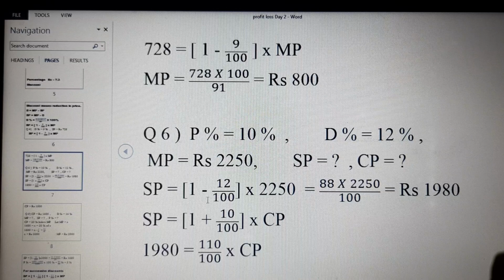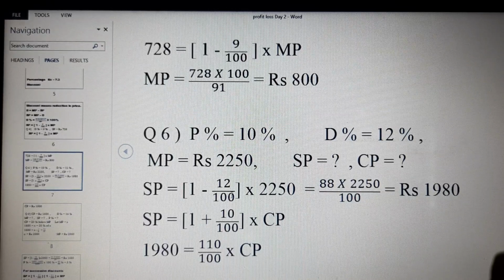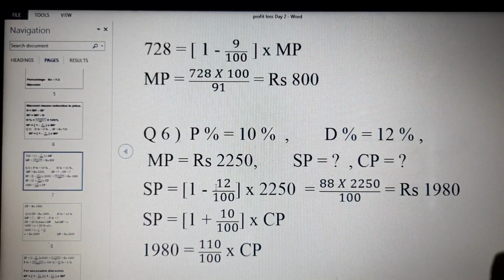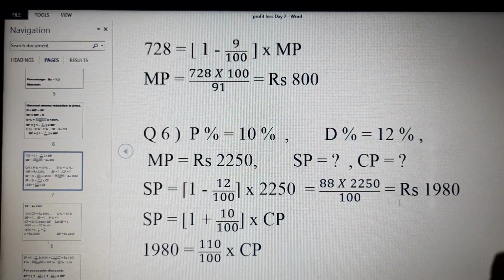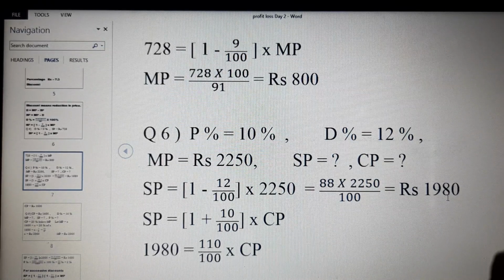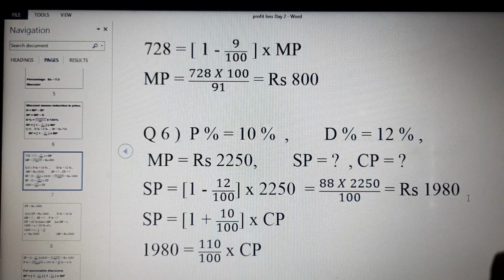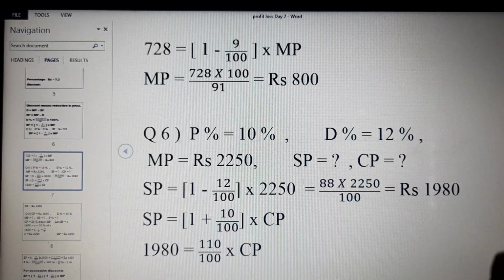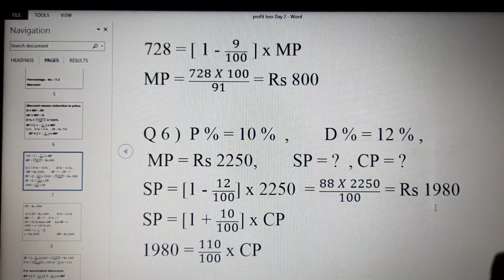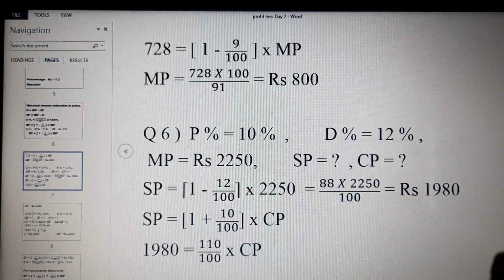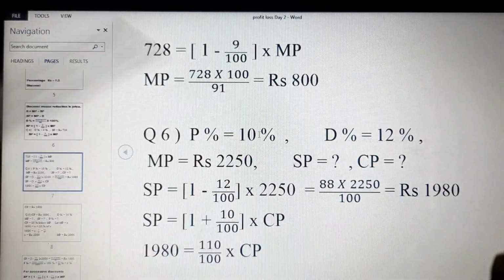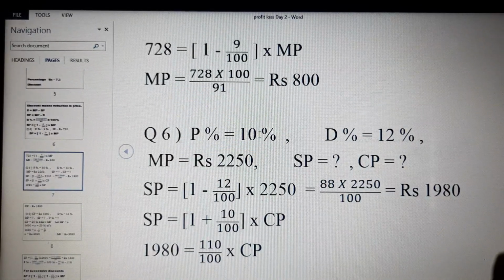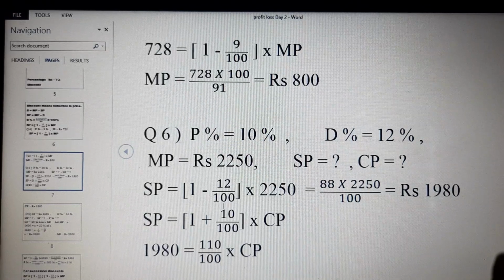Selling price is equal to 1 minus 12 upon 100 into MP. Clear? We'll take the LCM. 100 minus 12 is 88. So 88 into 2250 divided by 100. If we calculate, we'll get 1,980 rupees. We have got the selling price. Now we know the value of selling price. We know profit percent. With the help of profit percent and selling price 1,980, we can calculate cost price.